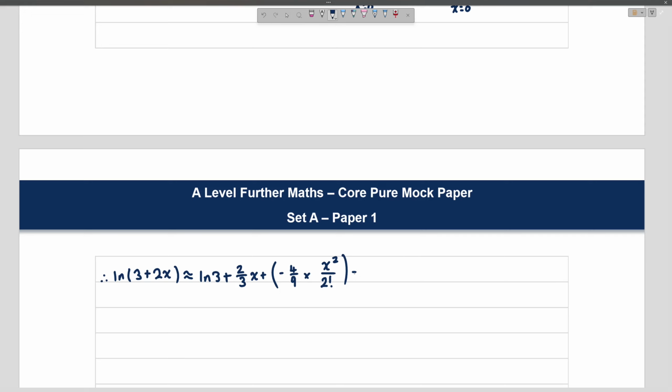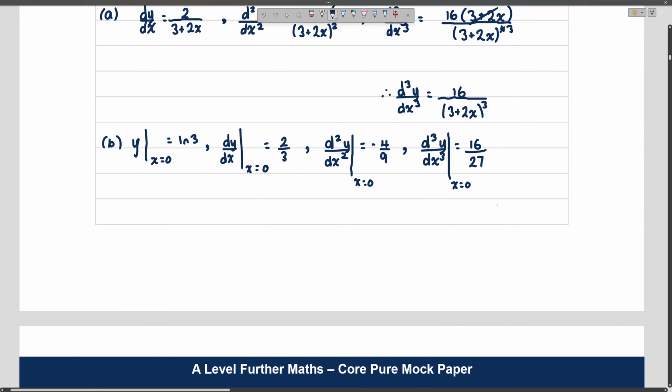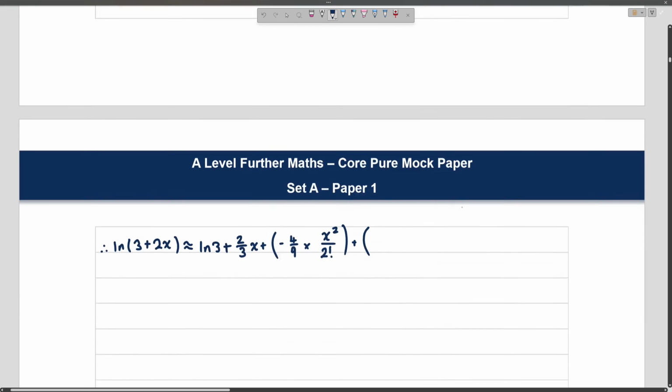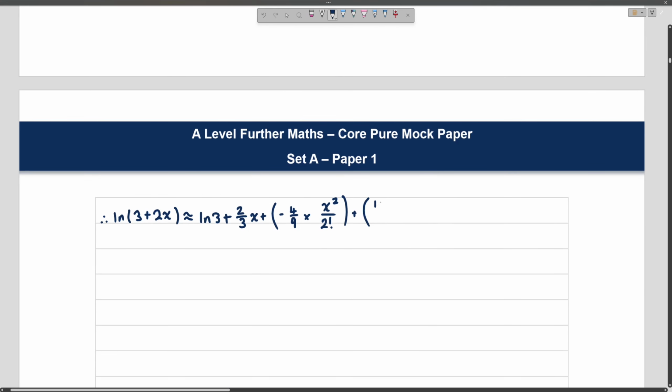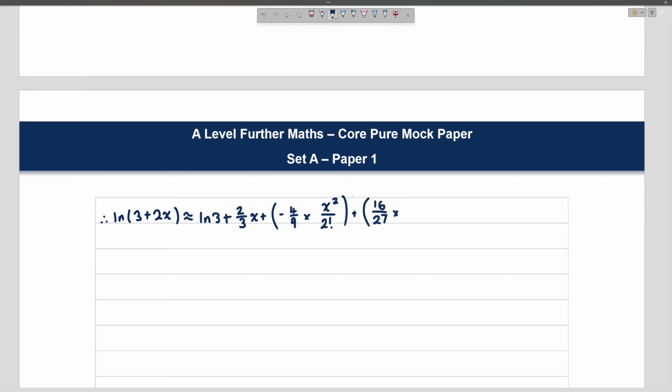And then finally, for the very last term here, what do we get then? So I've got 16 over 27, and I times that here, as you might guess then, by x cubed over 3 factorial. This just keeps going on, but we're only concerned about going up to the term in x cubed. So that's absolutely fine here. So to finish with then, let's just simplify here.